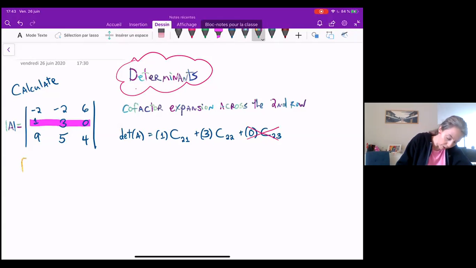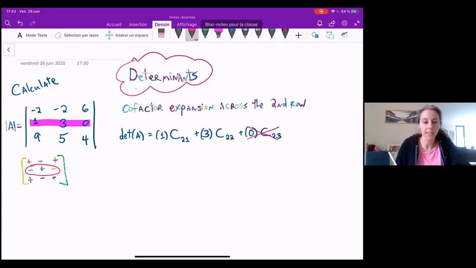Now I'm just going to do my little plus minus matrix here. We're just alternating the pluses and minuses. And we're going across the second row. So that means I'm going to have a minus, a plus, and a minus. So here, this is going to be minus 1 times what happens when I get rid of the second row and the first column. Second row gone, first column gone. What I have left is negative 2, 6, 5, 4.